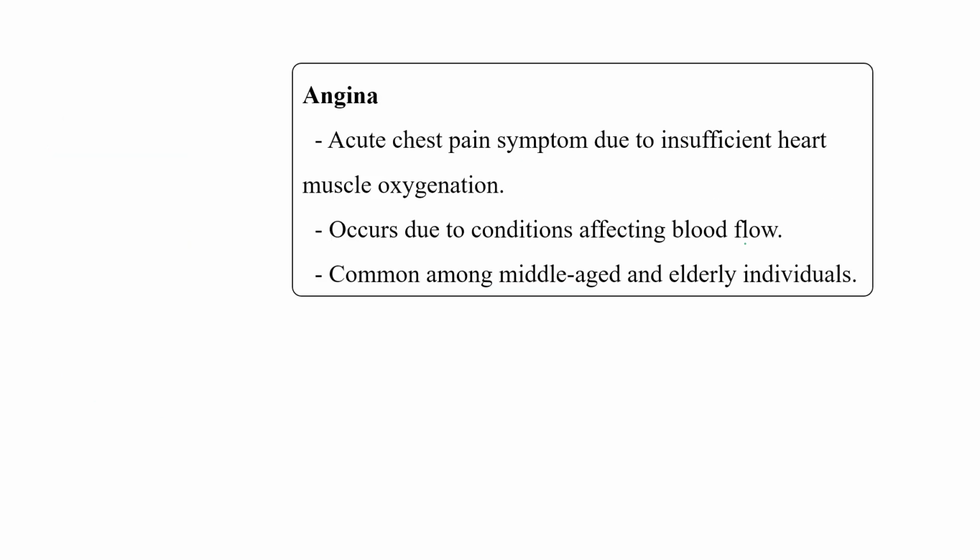Angina is another term also related to this heart disease. Angina pain means acute chest pain. It is a symptom that occurs due to insufficient heart muscle oxygenation. If blood flow to the heart muscles gets restricted for any reason, then the patient can feel acute chest pain, and it can occur due to conditions that affect blood flow. It is common in middle-aged and elderly individuals.